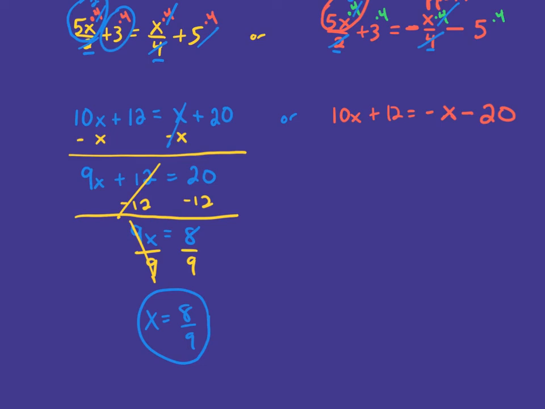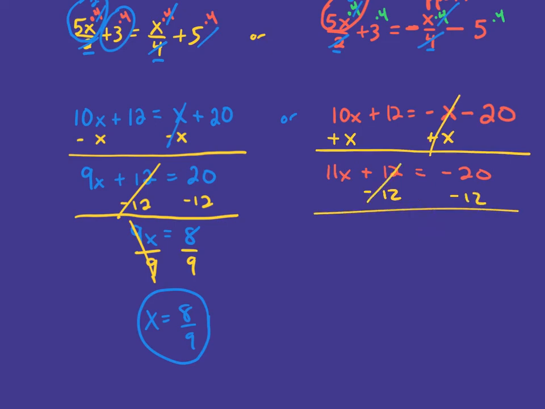Okay, on the right side over there, we want to get the x's on the same side, so I'm going to add x. We got 11x plus 12 equals negative 20. Subtract 12. 11x equals negative 32. Divide by 11, and we've got x equals negative 32 over 11.